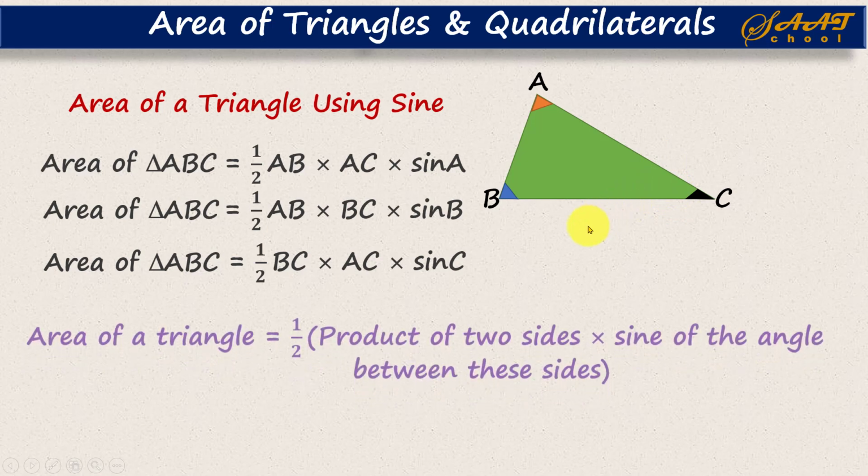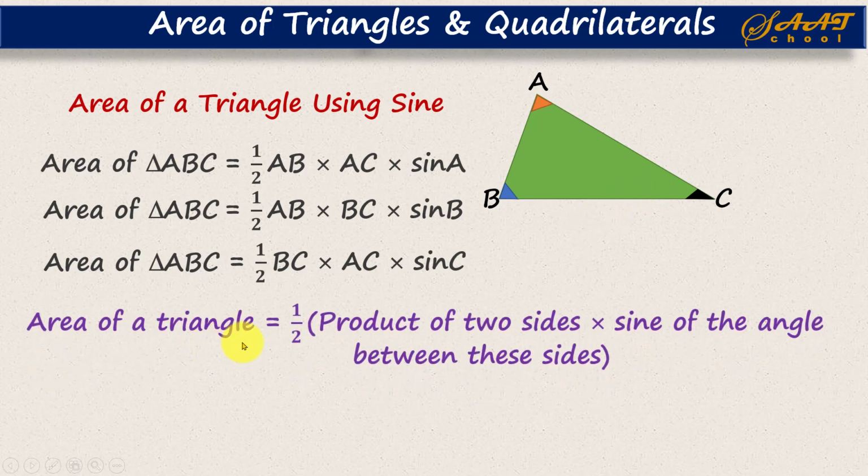So simply, the area of a triangle is half the product of two sides and the sine of the angle between these sides. So this is simply the area of the triangle. Again, if this angle and these two sides are given, we use this relation, and so on.